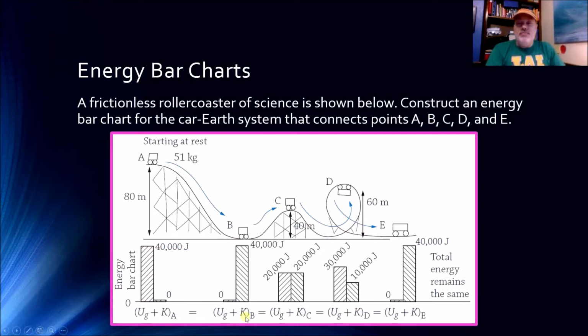When we're at the bottom, we have no more potential, so it's all kinetic. At this hill here, we're halfway back to where we were before, so we should have half the potential, and the other half should be kinetic. At the top of D, at the top of the loop, we're higher than halfway back up, so we should have more potential energy than kinetic. And then at the end, it's all back into kinetic.